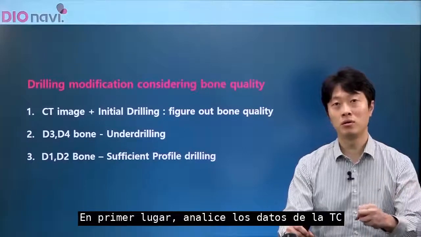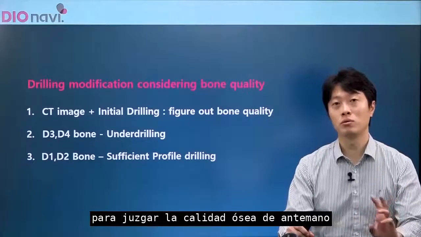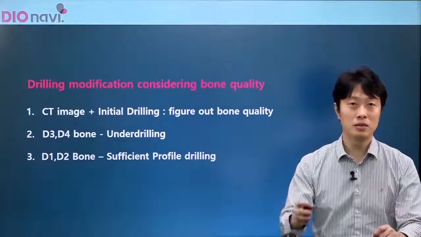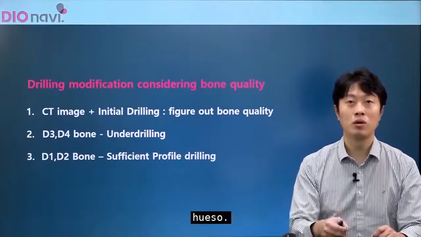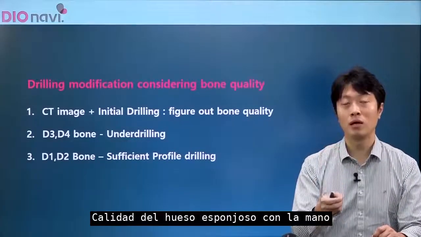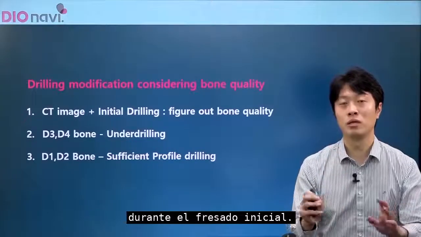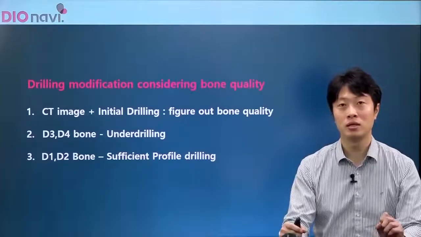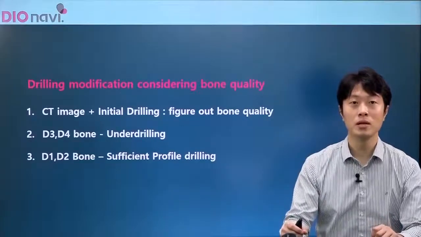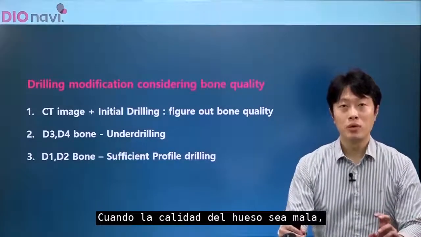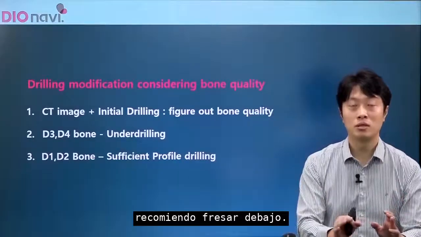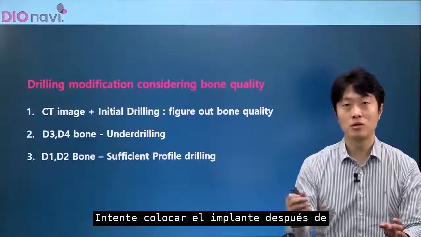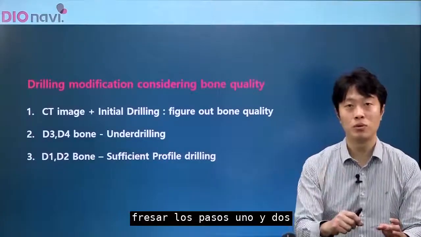First of all, analyze the CT data to judge bone quality in advance. Feel the thickness of the cortical bone and the bone quality of the cancellous bone with your hand during initial drilling. It is most accurate. Where the bone quality is poor, I recommend under-drilling. Try placing the fixture after under-drilling steps 1 and 2.